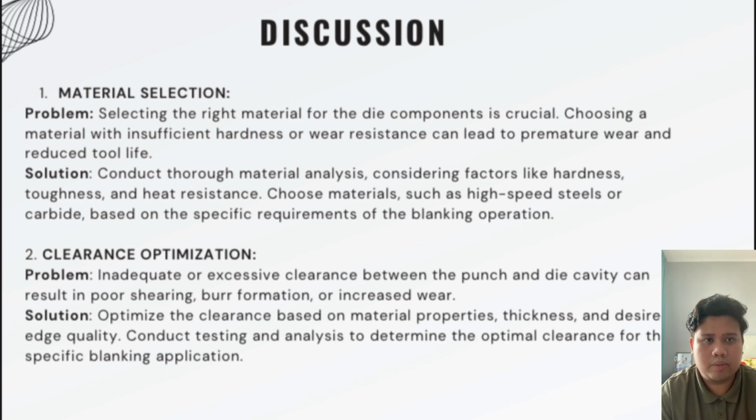Two is clearance optimization. The problem is that inadequate or excessive clearance between the punch and die cavity can result in poor shearing, burr formation, or increased wear. The solution is to optimize the clearance based on the material properties, thickness, and desired edge quality. Conduct testing and analysis to determine the optimal clearance for the specific blanking application.